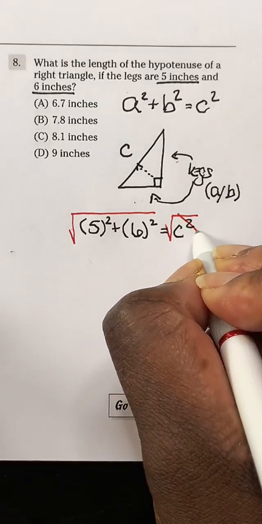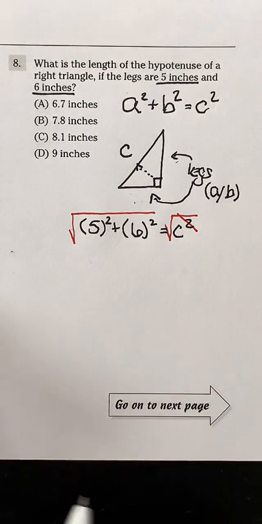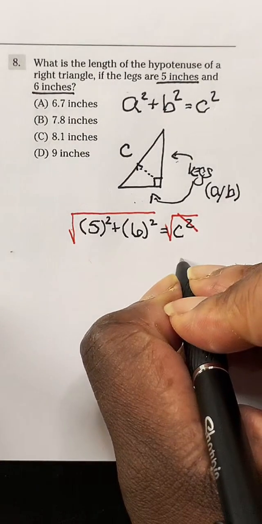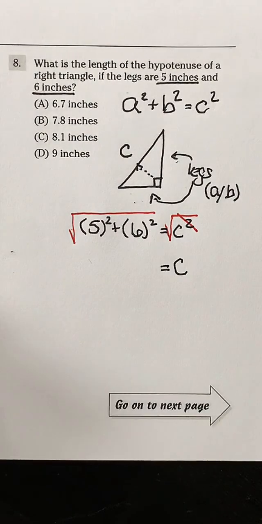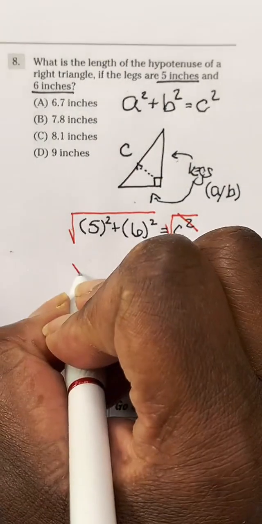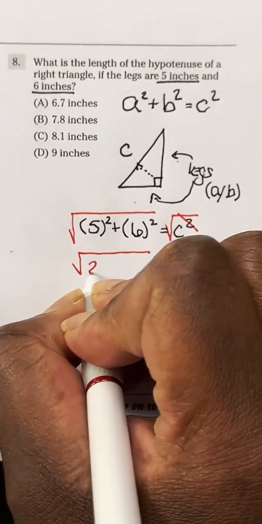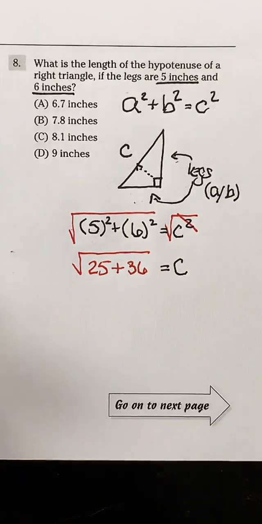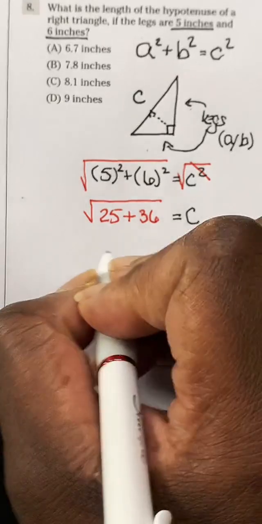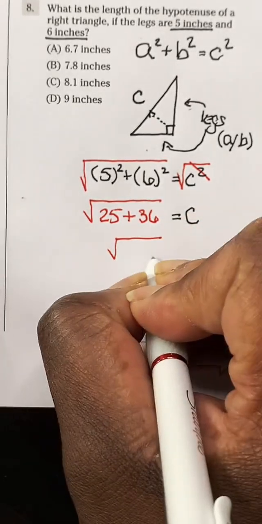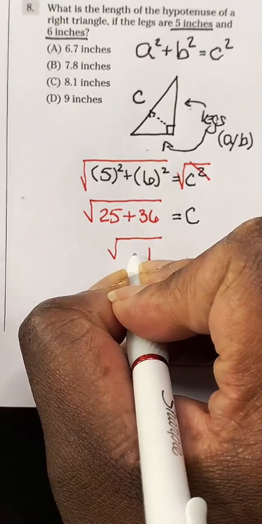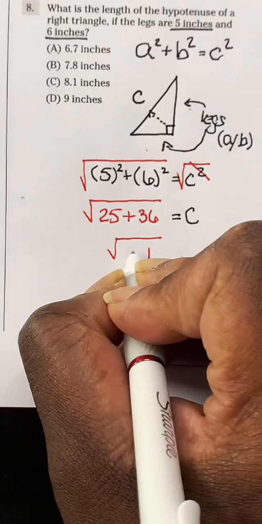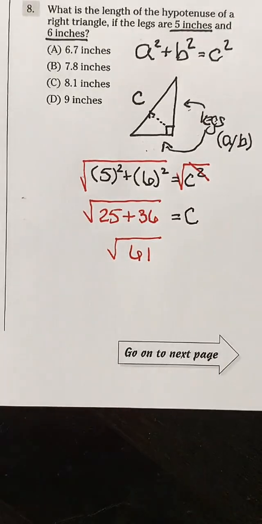This is the only way that the square and the square roots will cancel each other out so we can get C by itself. So that means we have the square root of 25 plus 36. And 25 plus 36 gives us a nice 61. And 61 is not a perfect square root.